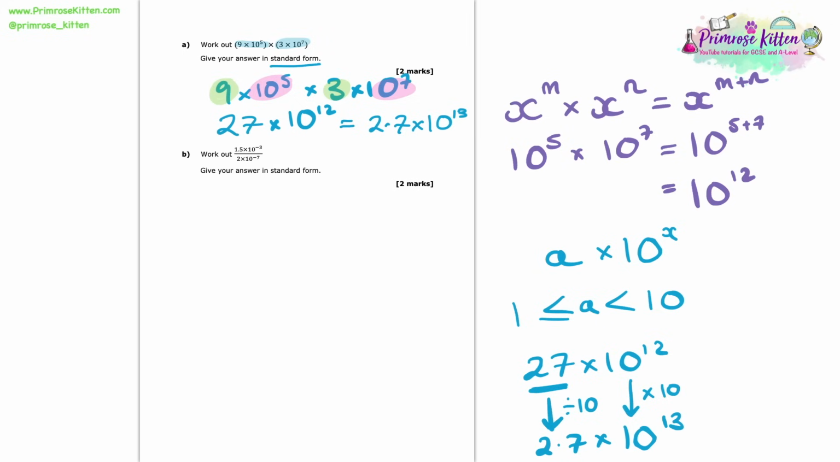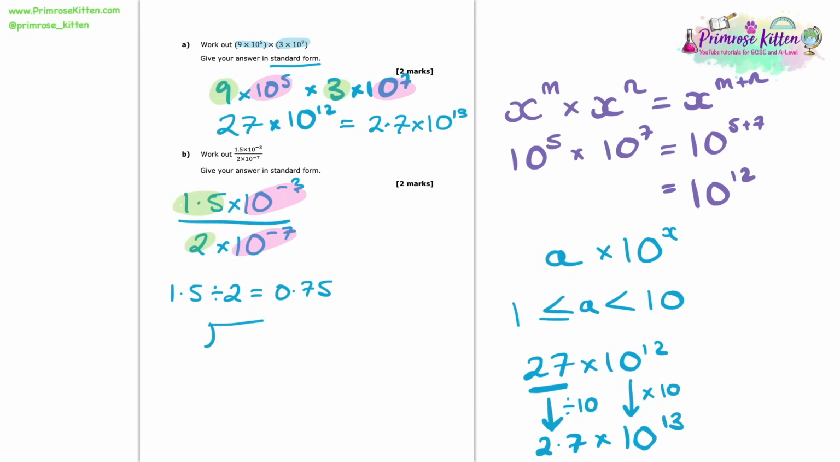So now we're going to use a similar approach here, but we've got a division. So we've got here 1.5 times 10 to the minus 3 divided by 2 times 10 to the minus 7. And here I would recommend we do it exactly the same. We do our numbers first, and then we do our indices. So if we do 1.5 divided by 2, we will get 0.75. And just in case you're unsure how, you could do it this way.